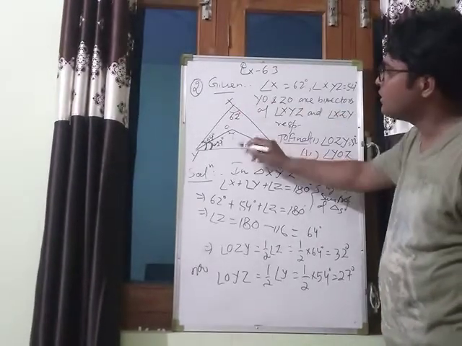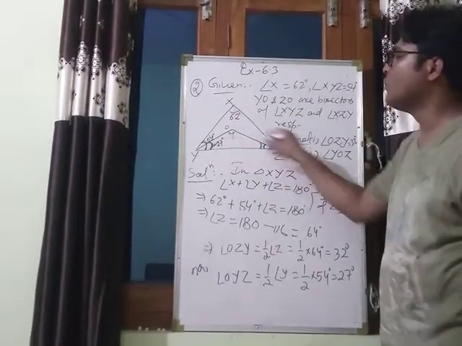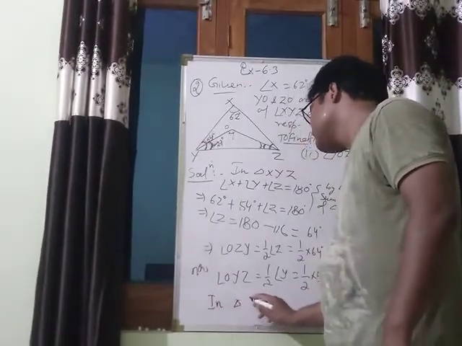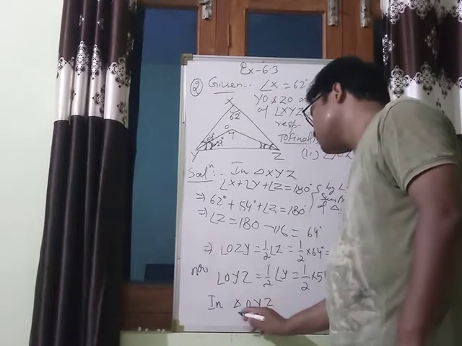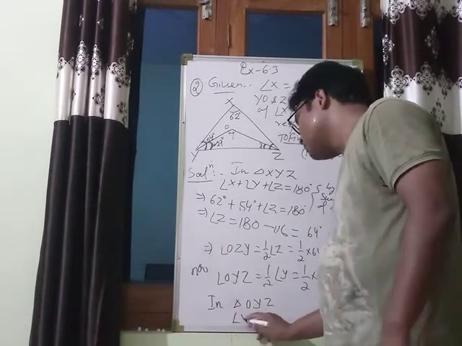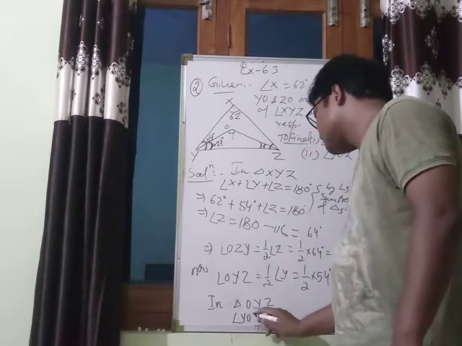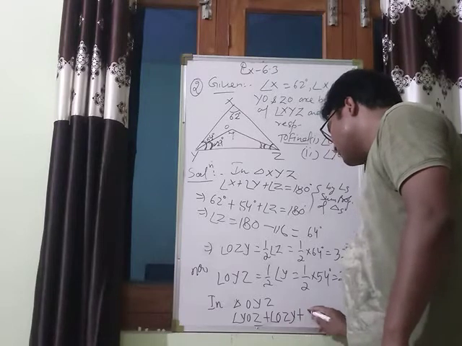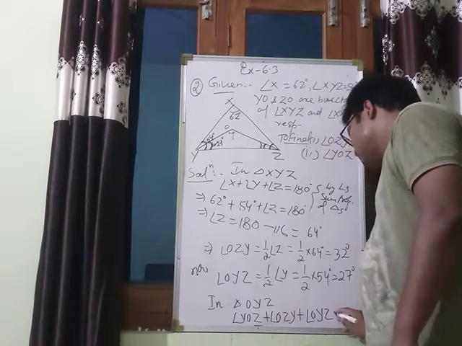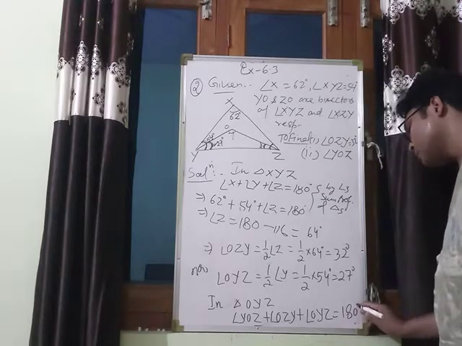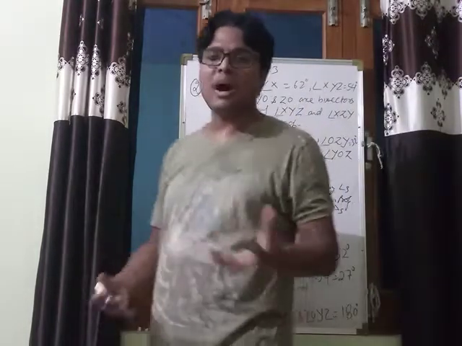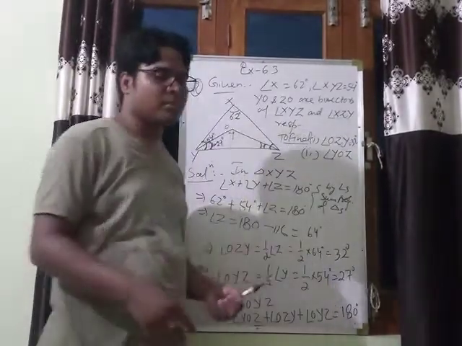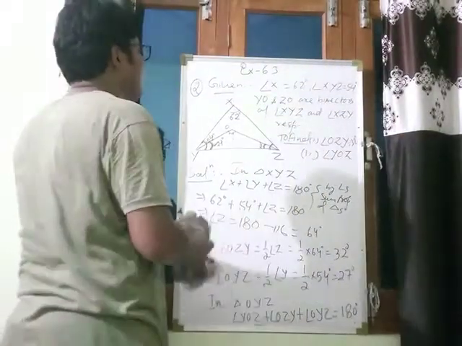How can we find out this one? The sum of these three in triangle OYZ is equal to 180 degrees. In triangle OYZ, angle YOZ plus angle OZY plus angle OYZ is equal to 180 degrees. Why? Because these three are interior angles of a triangle, and by the angle sum property we know that the sum of all angles of any triangle is equal to 180 degrees.